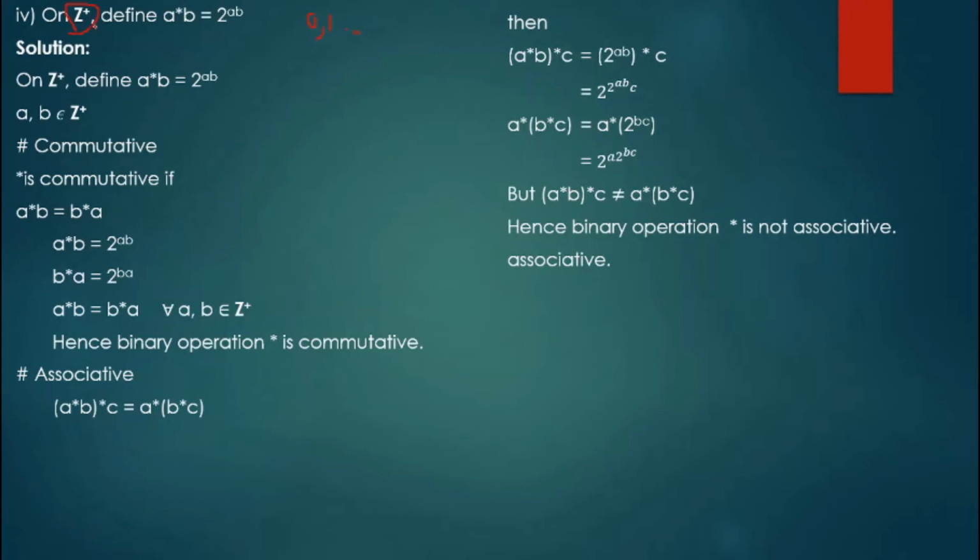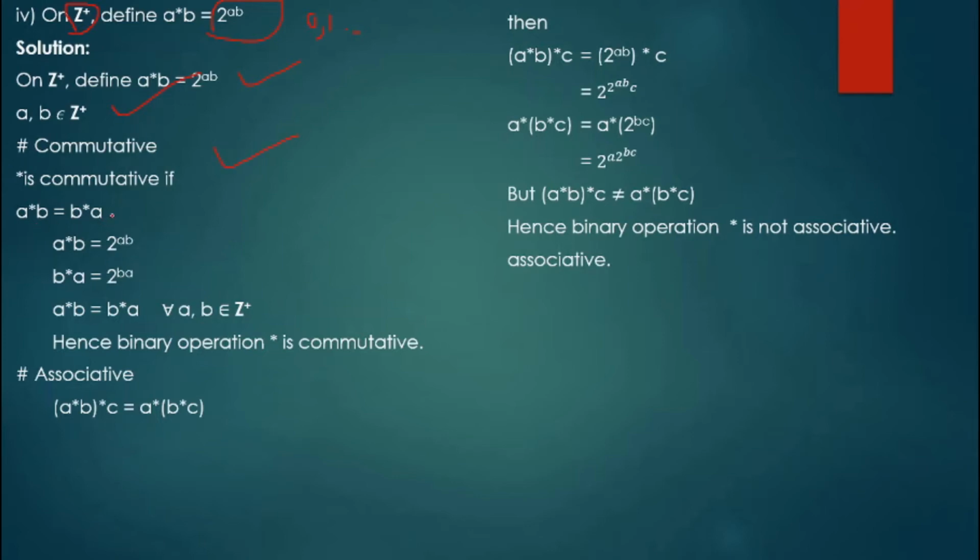Define A star B equal to 2 to the power AB. Solution: on Z plus, define A star B equal to 2 to the power AB. We are writing the given. Okay, fine. So we check first the commutativity.